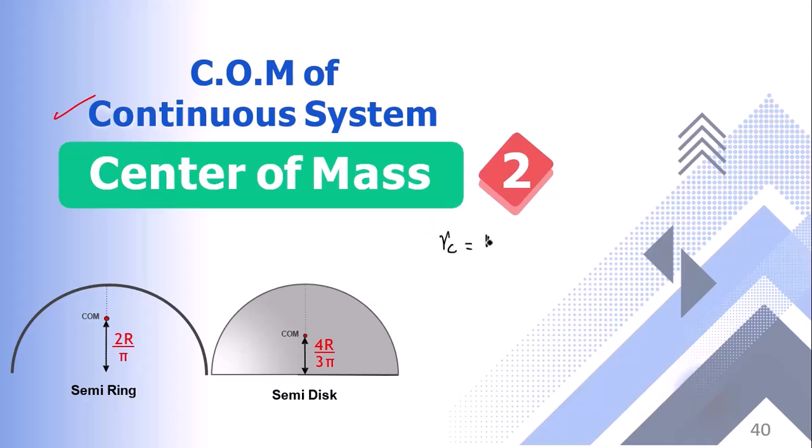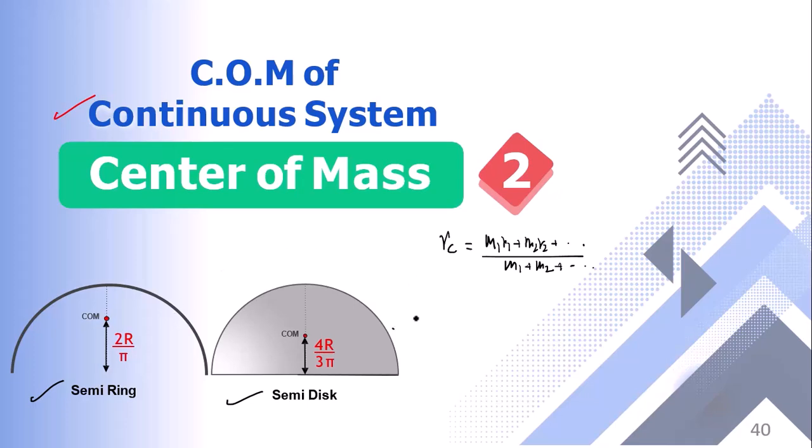That should be equal to M1 into R1 plus M2 into R2, like that. Okay. So this is the formula that I used to calculate the R coordinate, or the position vector, for the center of mass of the discrete particle system. Now the semicircular ring and the semicircular disc are examples of the continuous system, where the mass is distributed.